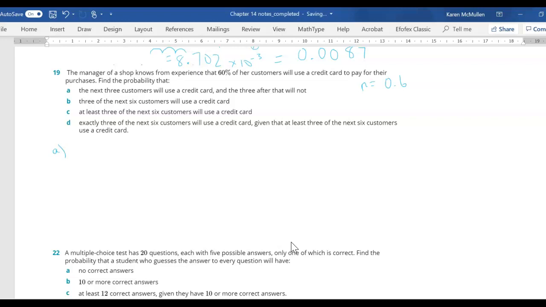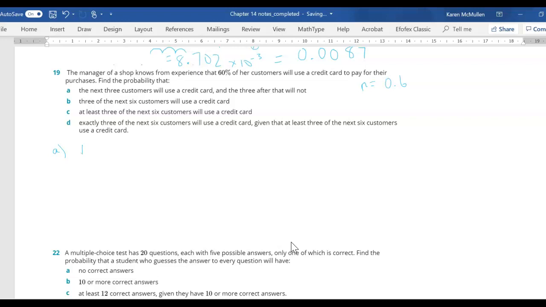So for question A, the next 3 customers will use a credit card and the 3 after that will not. So for question A, you can't actually use the binomial distribution. The way the question is worded means that, pretend you're a shop assistant and a customer comes in, uses a credit card. Next one uses the credit card. Next one uses the credit card. So we've had 3 in a row use their credit card. And a 4th person comes in, doesn't use a credit card. 5th person doesn't use a credit card. 6th person doesn't use a credit card. So it has to be that order.